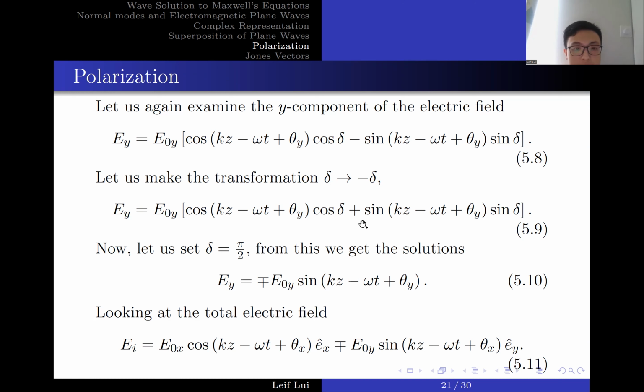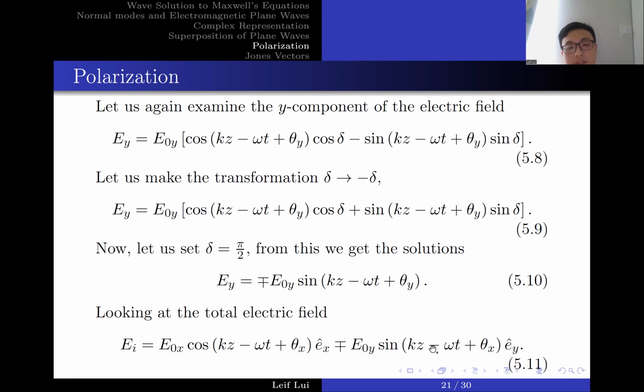So now what happens is if we set delta to pi over 2, we get the EY component is minus plus E naught Y times sine times this sinusoidal function. So what does this mean? So looking at this total electric field, what do we see? This is the equation. So this is basically the parametric equation for a circle. But one of the components will always oscillate in, well, let's call it the positive x direction, right? But here, since we have a negative and positive solution, the other one can either oscillate in the positive y direction or the negative y direction.